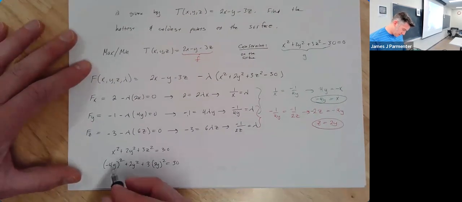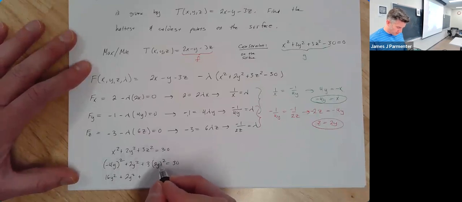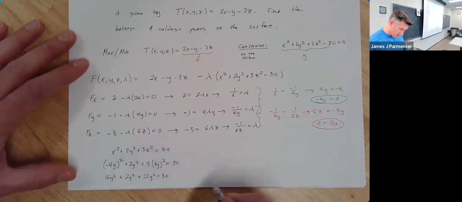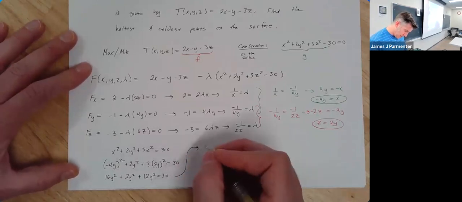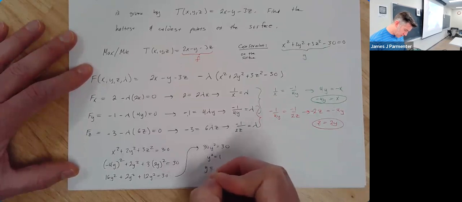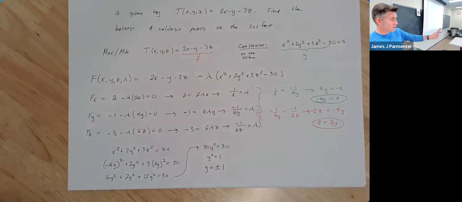So let's see, negative 4 squared is 16y squared, plus 2y squared, plus 2 squared is 4, and 4 times 3 is 12y squared, equals 30. 16 plus 2 plus 12 happens to be 30. So I end up getting 30y squared equals 30, or y squared equals 1. So y equals plus or minus 1. And it makes sense that there's two answers because there should be 2 points, a hottest and a coldest.